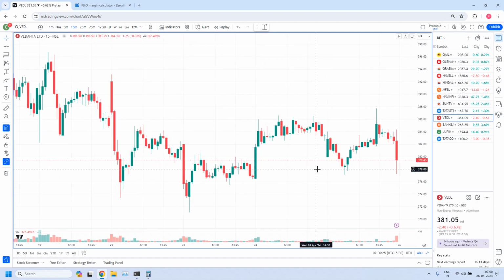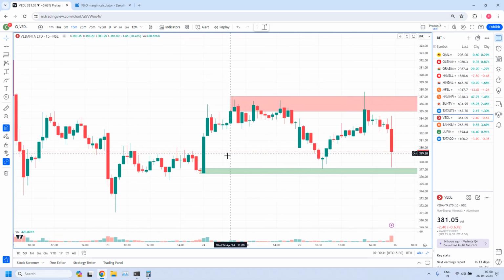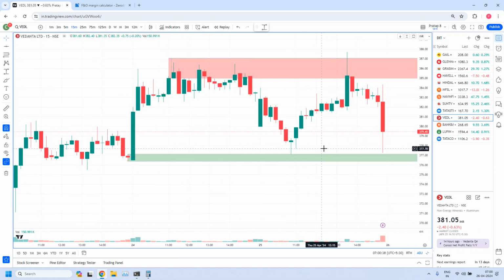Next one is VEDL, Vedanta. See here, Vedanta, you have a drop base rally. This is a bullish trade setup demand zone. See, today at around 11:45, it gave an entry. And this is the target suggested by the software, and it reached the target at 1:30.